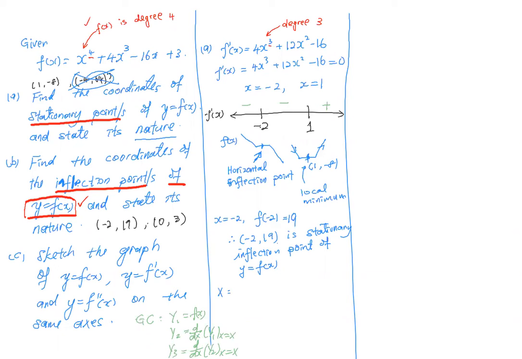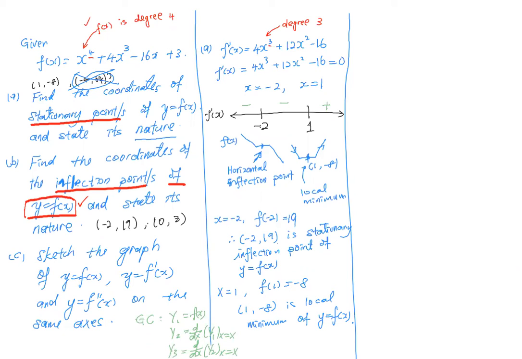Then when x equal to 1, so you put in f(1), use your GC again, put your x as 1, and you get -8. So you say (1, -8) is local minimum of y equal to f(x). Are you okay?